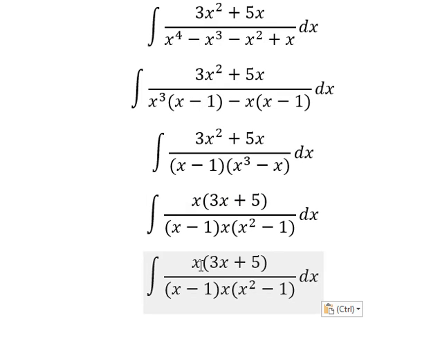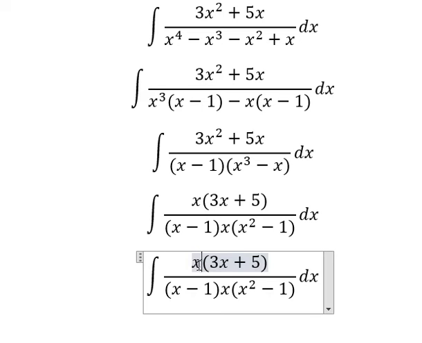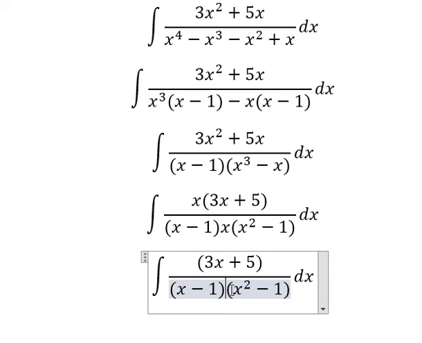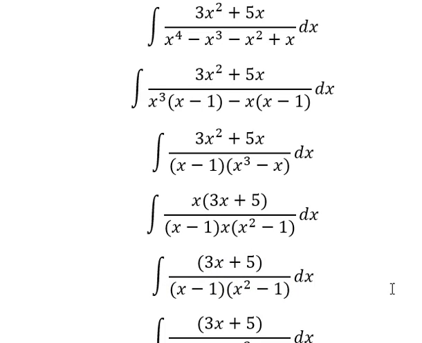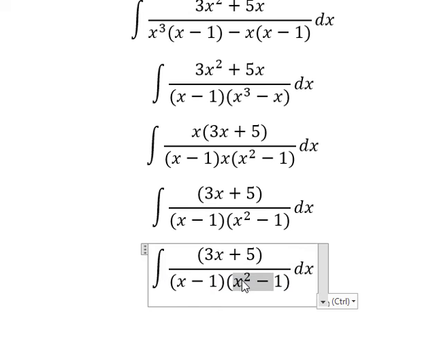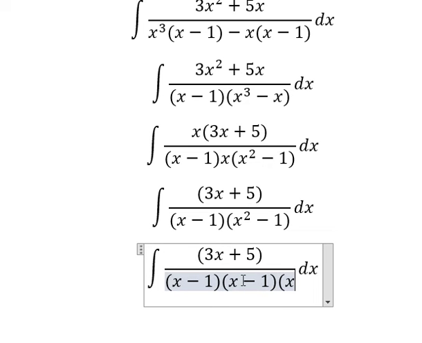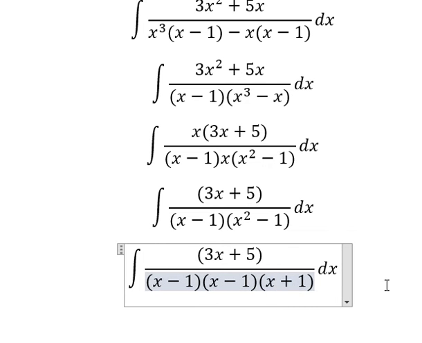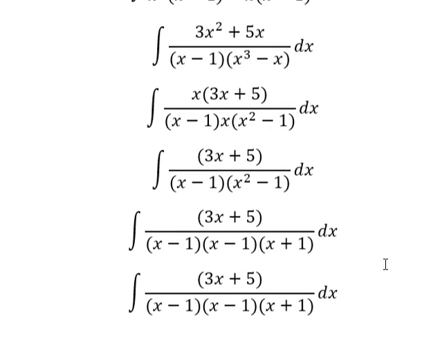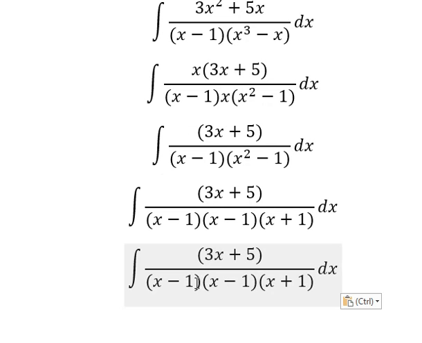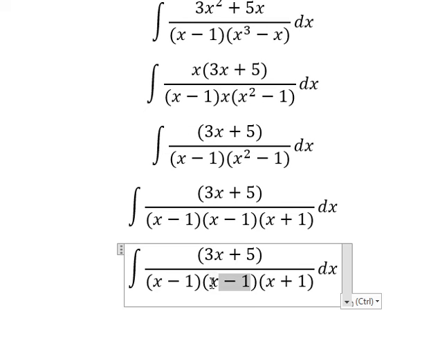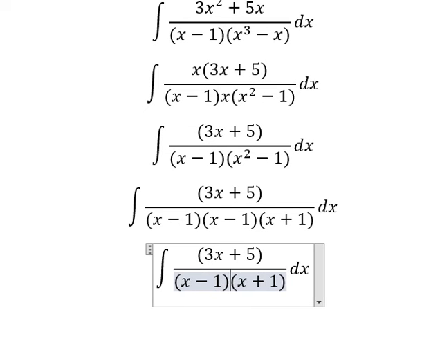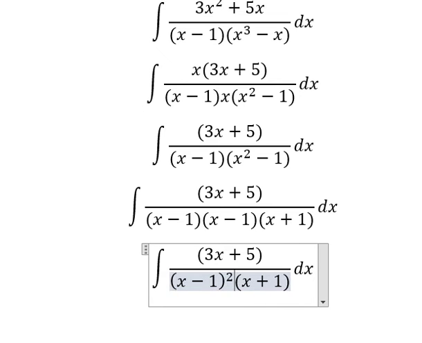Now we need to simplify by s on numerator and denominator. This one, we have s minus 1 and s plus 1. So we have s minus 1, s minus 1. We can put into s minus 1 to the power of 2.